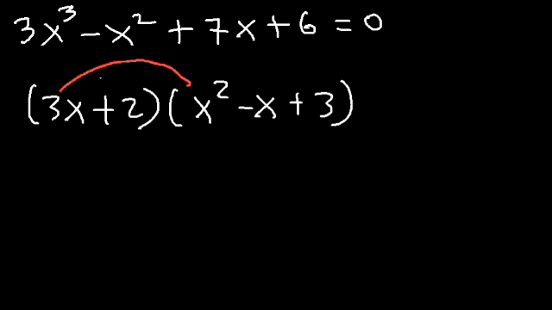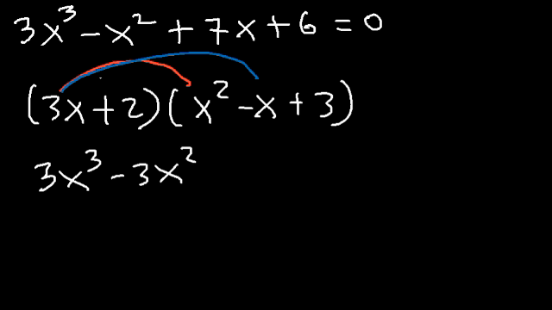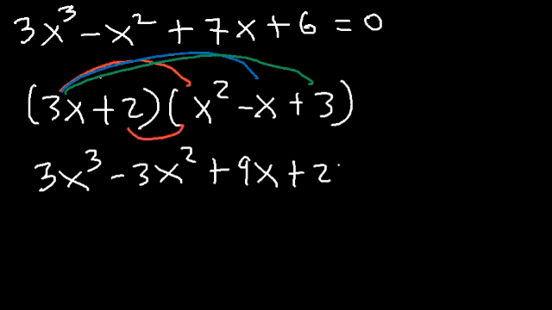3x times x squared is equal to 3x cubed. 3x times negative x is negative 3x squared. And 3x times 3 is 9x. 2 times x squared is 2x squared. 2 times negative x is negative 2x. And 2 times 3 is 6.